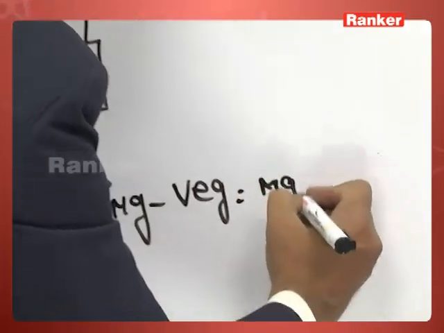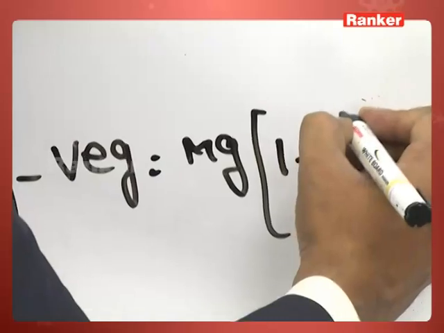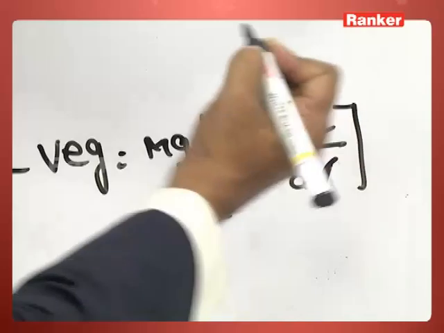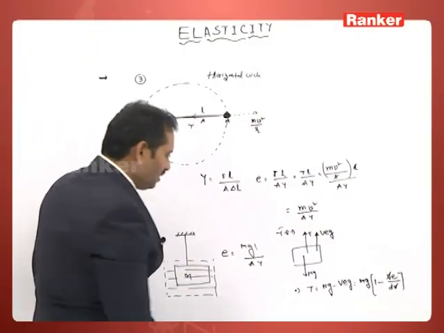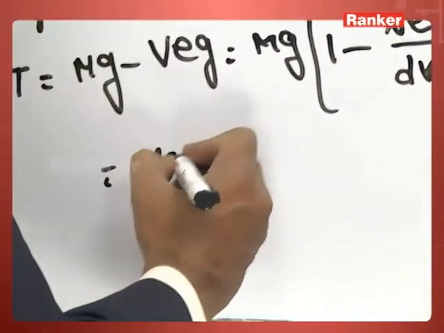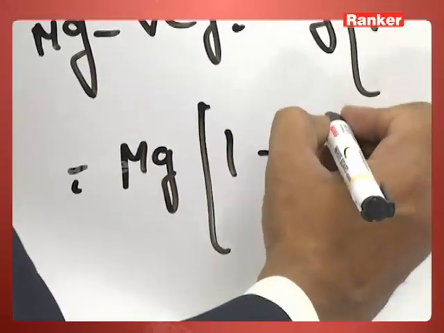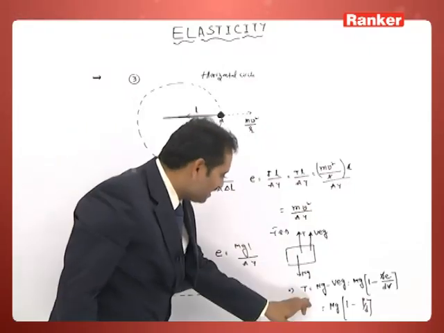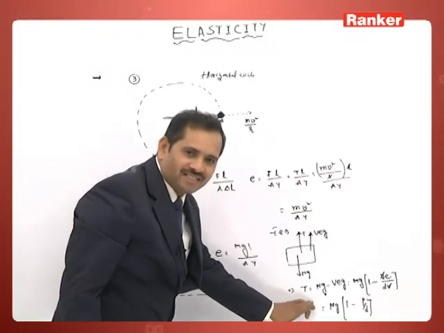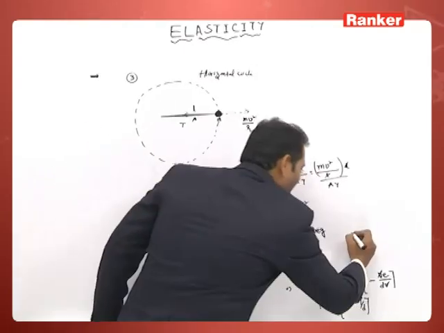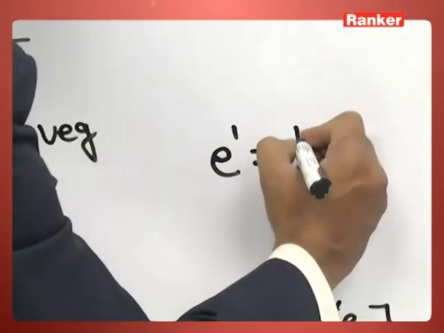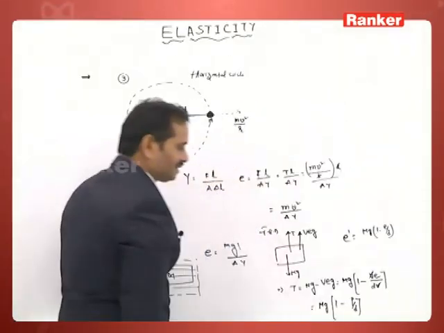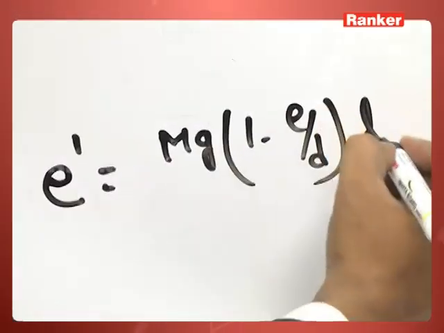If I take mg common, 1 minus V rho by mass. Mass is density into volume. Volume gets cancelled. Then that is mg into 1 minus rho by d. That means tension decreases, then automatically extension decreases. E dash equal to mg into 1 minus rho by d into L by AY.